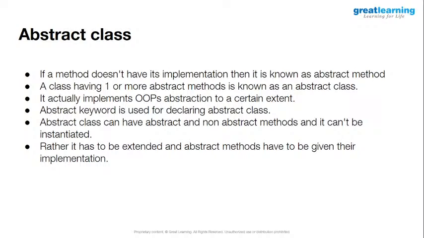Classes can have one or more methods as abstract. So basically in an abstract class, there will be some methods which will be abstract and some which won't be abstract. Okay, cool. Abstract is the keyword that is used for declaring an abstract class. An abstract class can have abstract and non-abstract methods, and it can be instantiated because there are some methods which are not abstract, so we can create objects of this class.